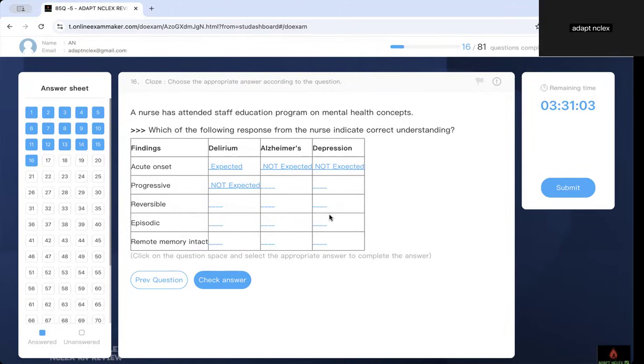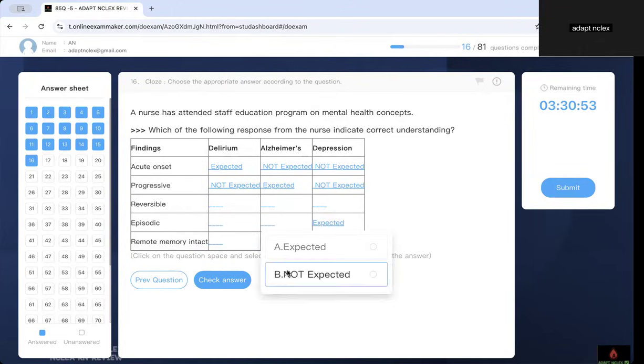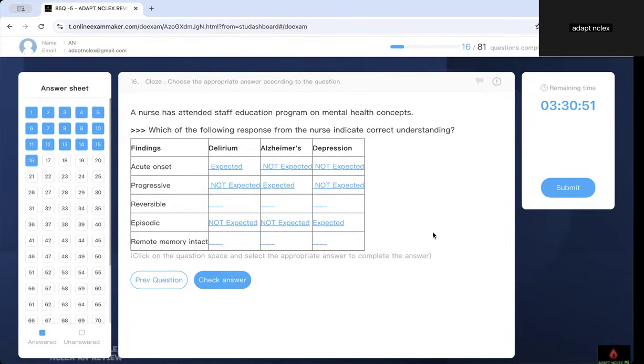You lose your memory forever. So it's expected. Depression is not. It comes back and forth, so that is episodic. So this one is depression. Therefore, this is not expected. Which one can you reverse? You can reverse delirium, but you cannot reverse what? Alzheimer's. You can reverse depression.